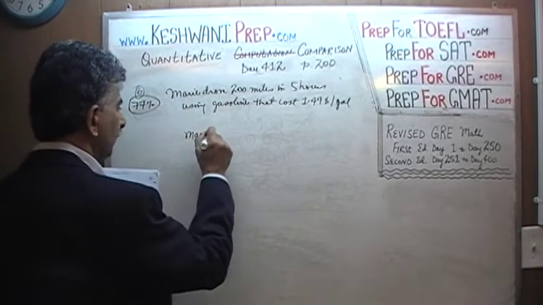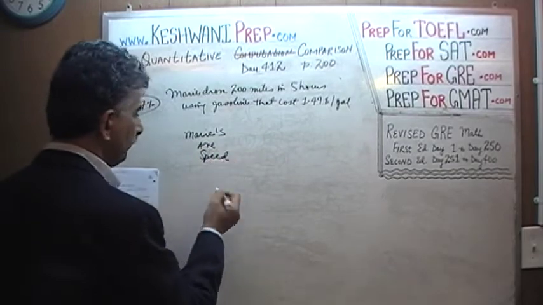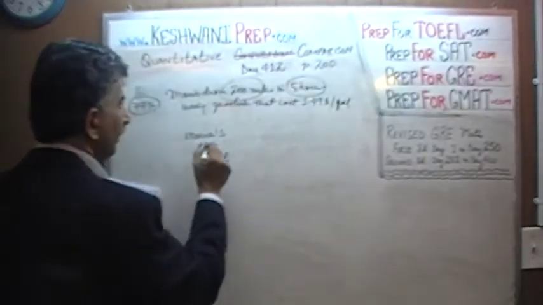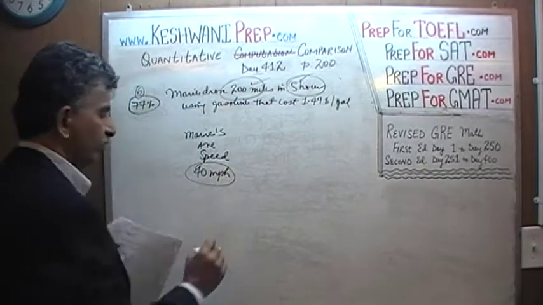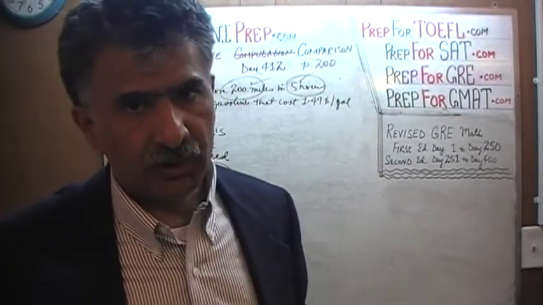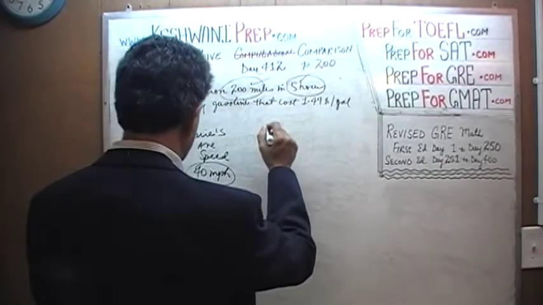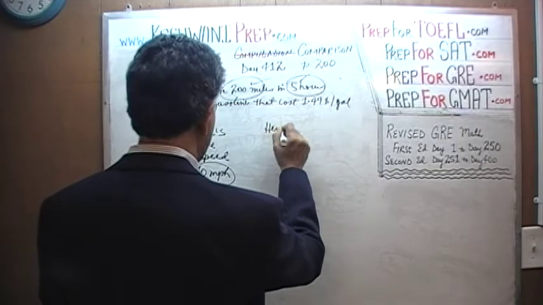In column A, we have Marie's average speed. Well, Marie's average speed is very simple. She drove 200 miles in 5 hours. 200 miles in 5 hours, that's 40 miles per hour. Well, that was quite straightforward. Her average speed in the journey was 40 miles per hour. 40 times 5 is 200 miles. That was pretty straightforward.